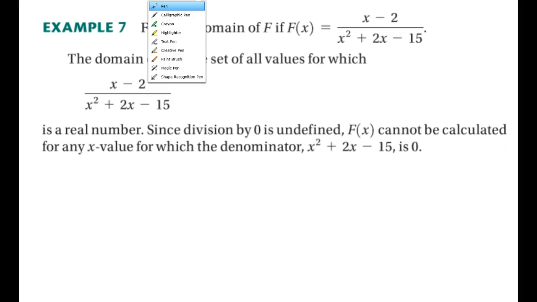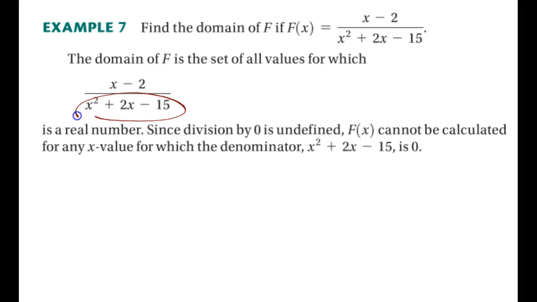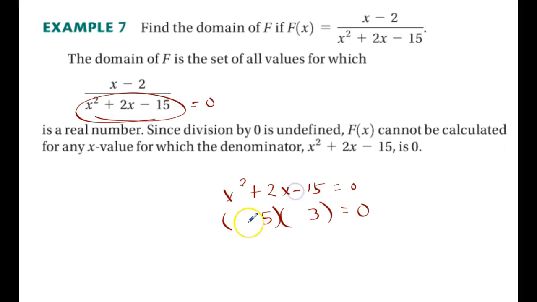Again, finding the domain, we want to look at when the denominator equals 0, because that's what I want to exclude. So factors of 15 that differ by 2 are 5 and 3. Signs are different. The larger term is positive. So negative 5 and 3. So I would say all reals, x cannot be negative 5 and 3.